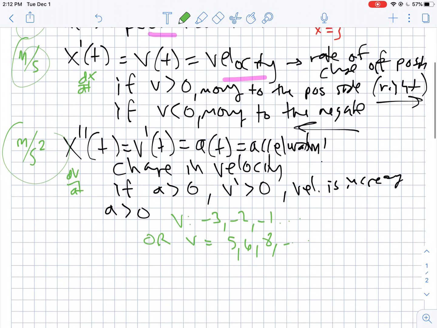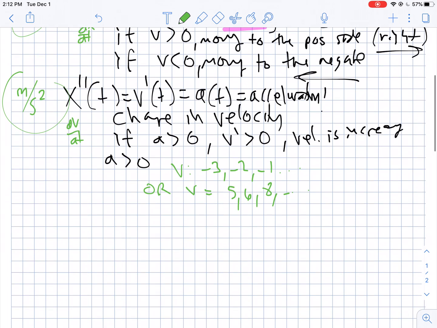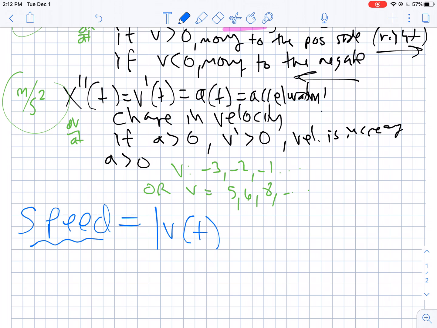Okay, so let's just review. Let's talk about a new idea today, and that is the idea of speed. When you see this word speed, speed is defined as the absolute value of velocity. Because it's an absolute value, that means that it is always going to be greater than or equal to 0, which makes sense, right? At no point do you ever say, like, I'm driving -65 miles an hour. No matter what direction you're going, your speed is always a positive number.